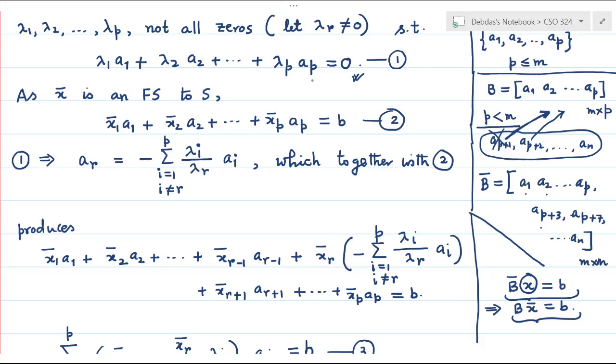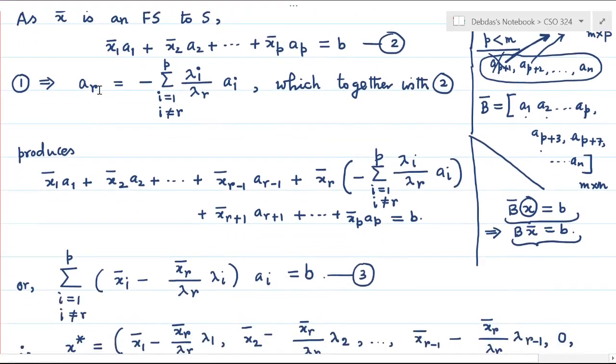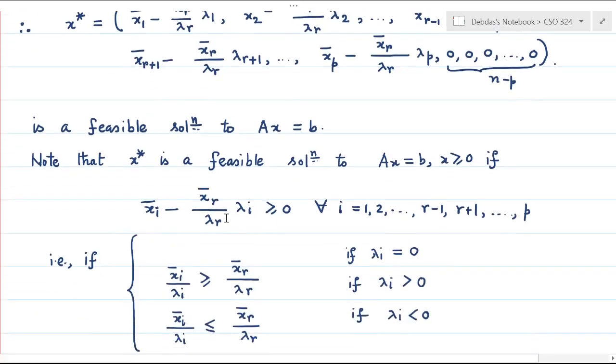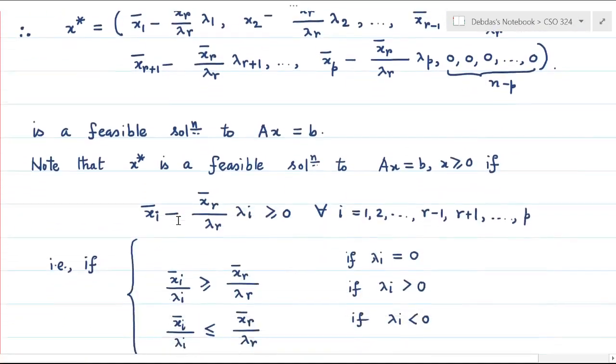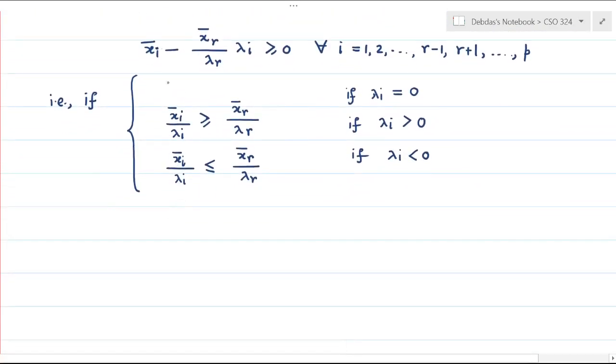And therefore there must exist at least one other lambda I which is not 0. Fine. And therefore you have the liberty of choosing r out of at least two possible indices out of 1 to p. Fine. So here is a choice: you choose one r such that these two restrictions are valid. These two restrictions you are requiring.